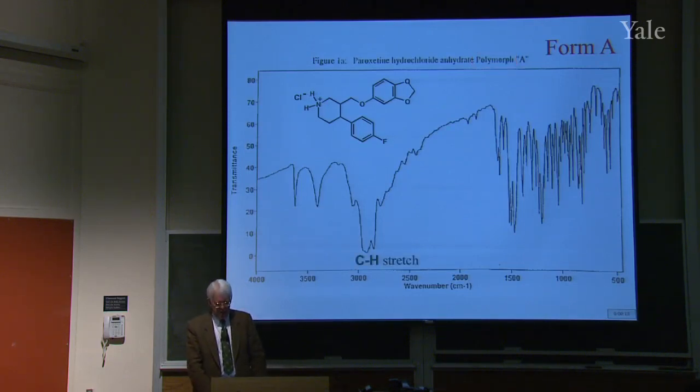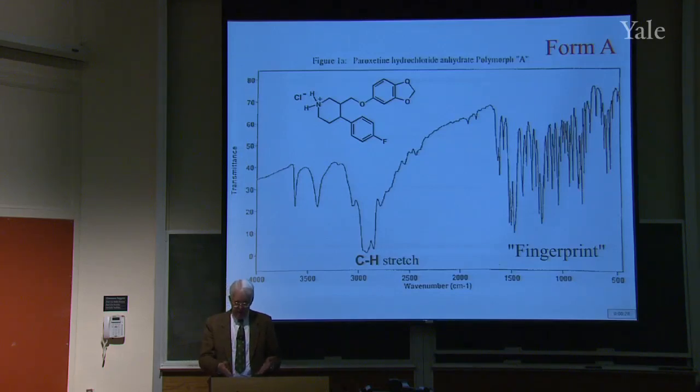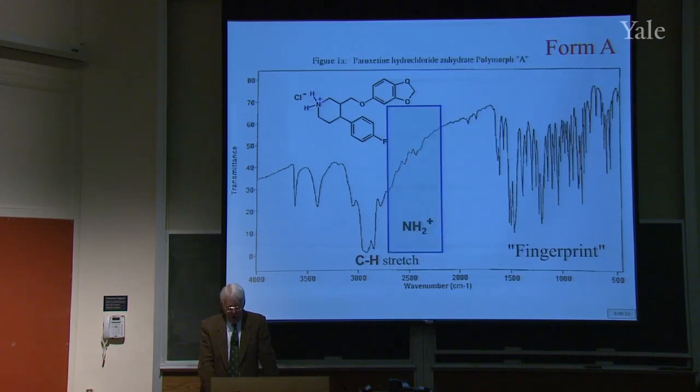We see CH stretching peaks over at the left, and we see the fingerprint region on the right, with all these complicated combinations of things. But is there anything we can identify? Well, this big shoulder in here turns out to be characteristic of ammonium ions, NH+. So we know it's an ammonium salt from that.